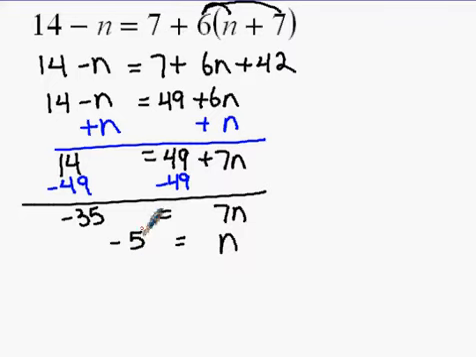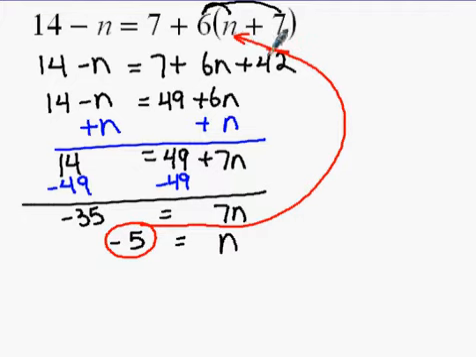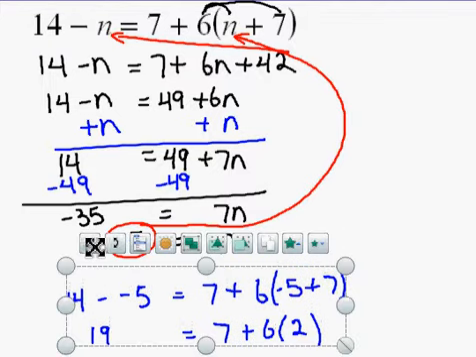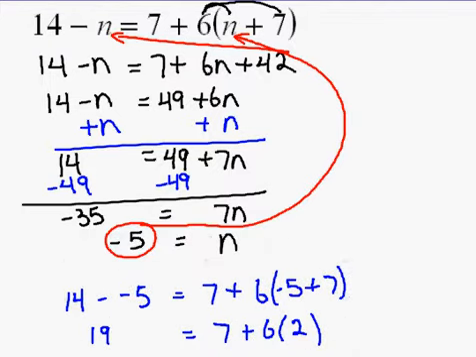Now don't forget, check your work. Put your answer in there, and make sure that the two sides are equal. I've done the work down here, so you can see that it actually works. 14 minus negative 5 is 19. 7 plus 6 times 2 is also 19. So that one works. Let's do another one.